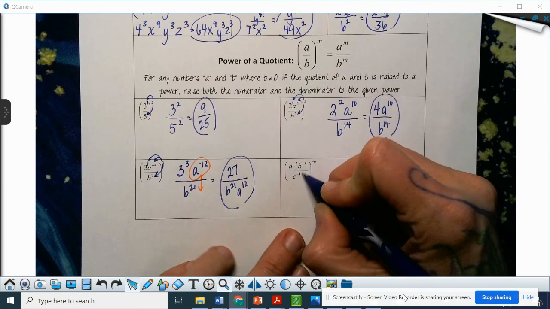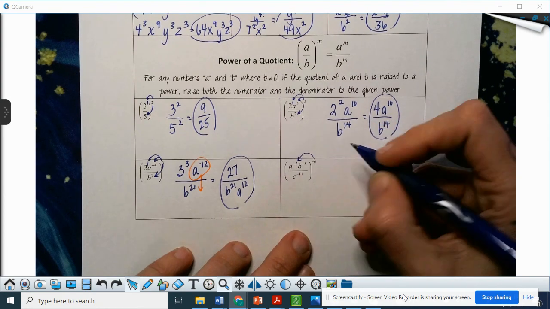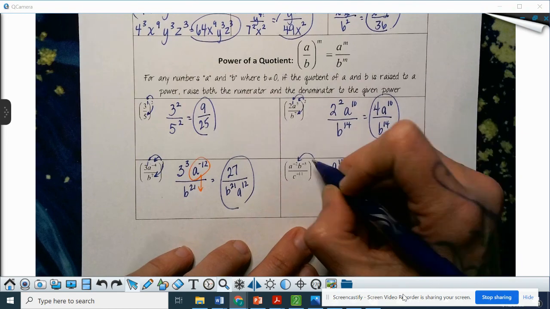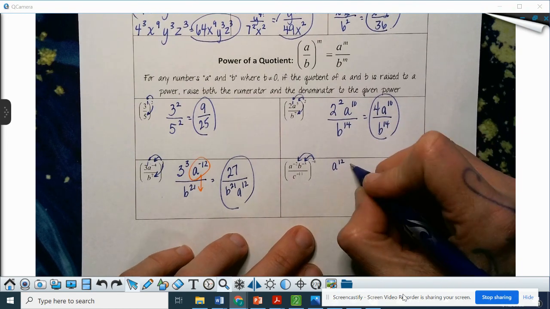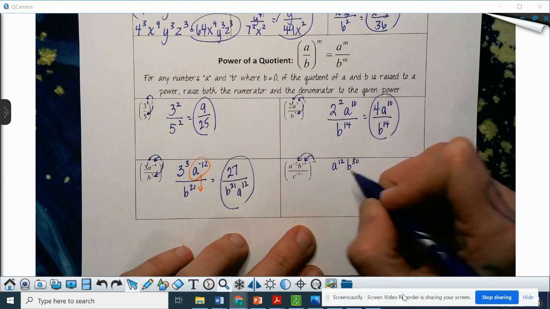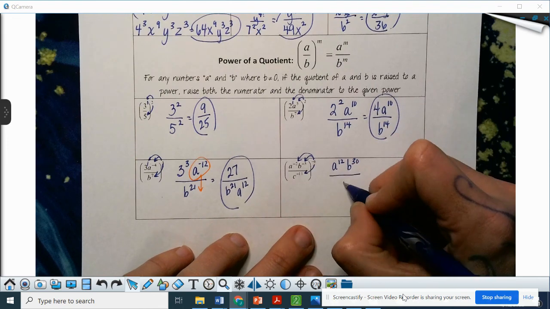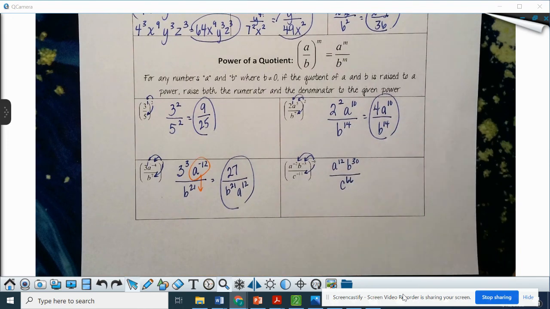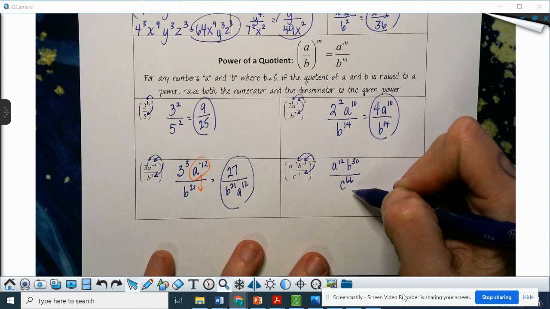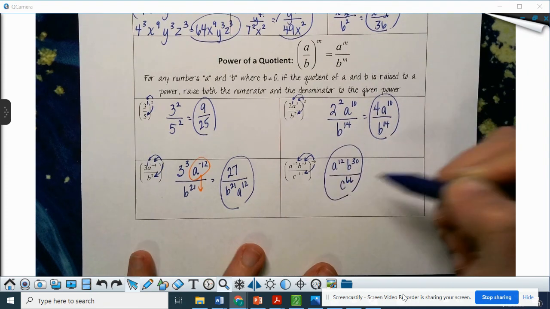And these all have exponents. So negative 6 times a negative 2 is a to the 12th. Negative 6 times a negative 5 is b to the 30. Negative 6 times negative 11 is c to the 66. None of these can be reduced because they all have different bases. So at that point, you're done. And all your negatives took care of themselves.